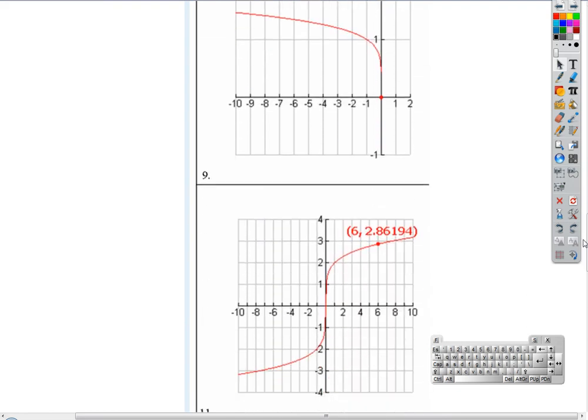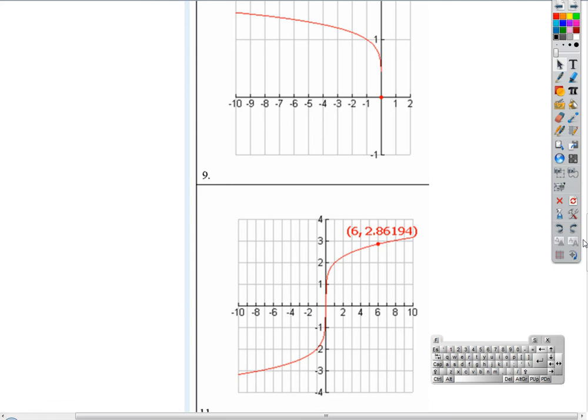What's the relationship between a function or a relation and its inverse? Remember what kind of symmetry they have? They have reflective symmetry over the line y equals x.